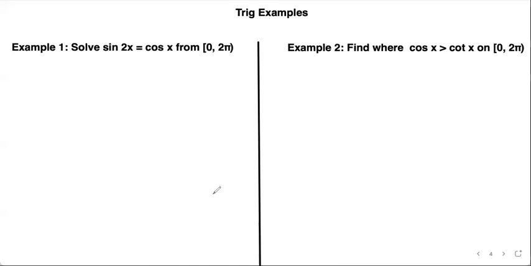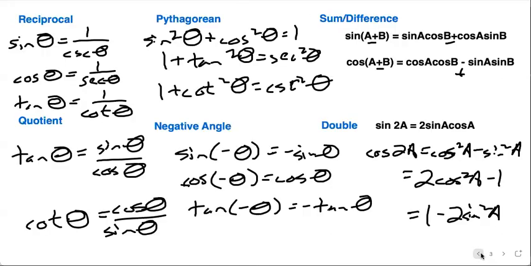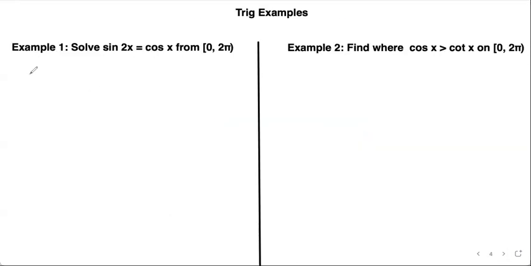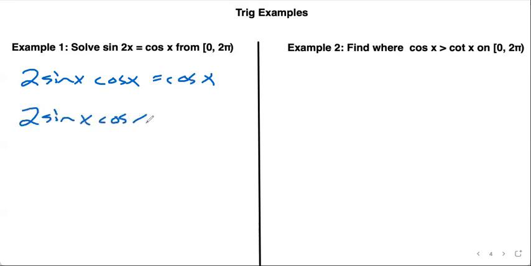Sine of 2x. So what does sine of 2x equal? You have to know your double angle identities. Sine of 2a is equal to 2 sine a cosine a. So that means that sine of 2x is going to be 2 sine x times cosine x equals cosine x. You can't just divide both sides. Rather, you have to subtract cosine over, set equal to 0, and then do a greatest common factor. Factor out cosine of x.